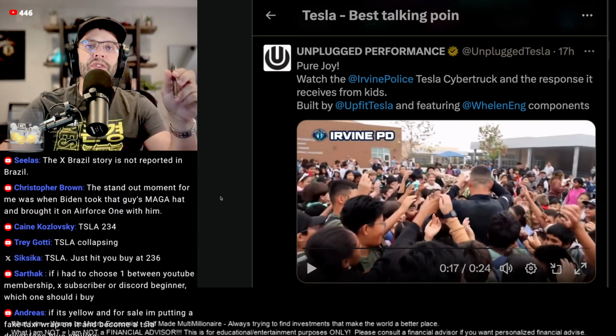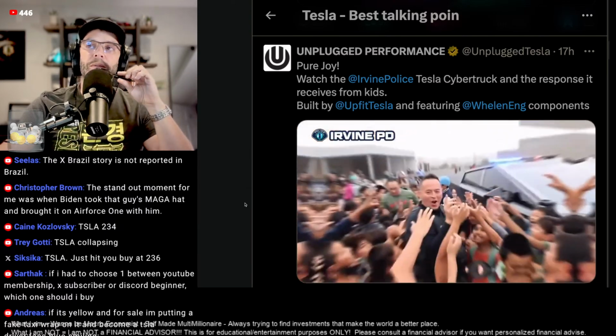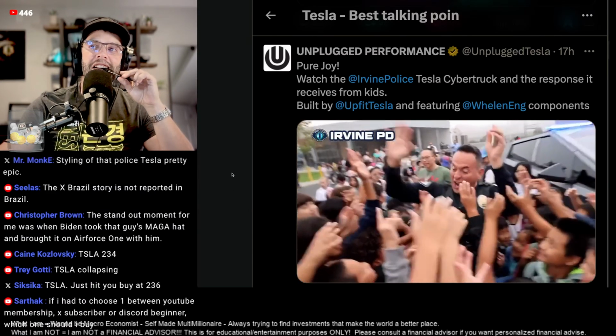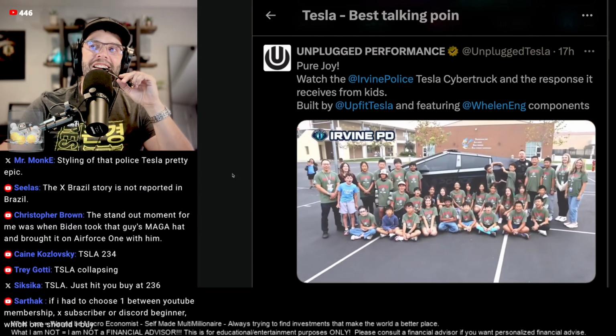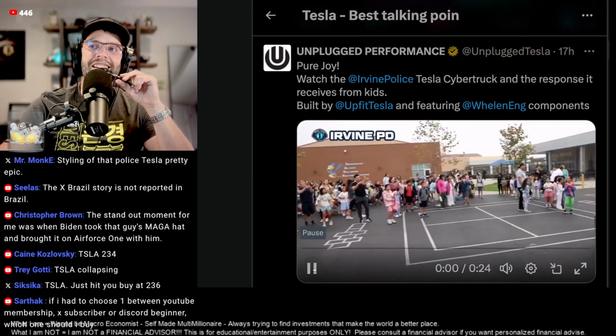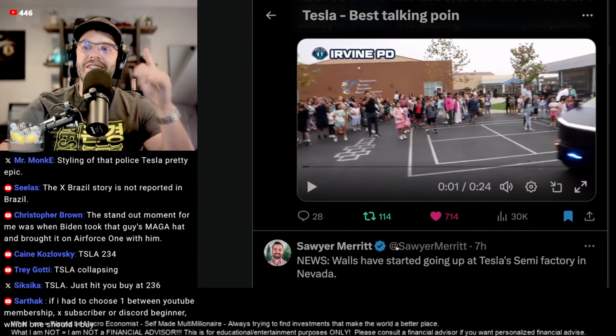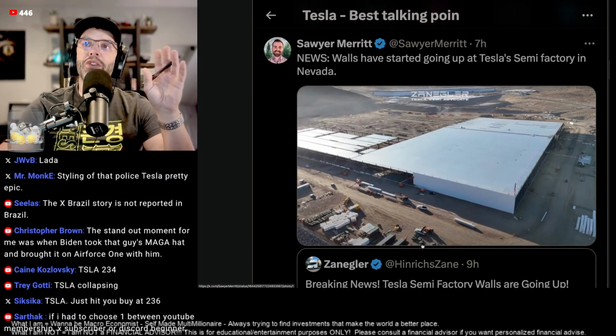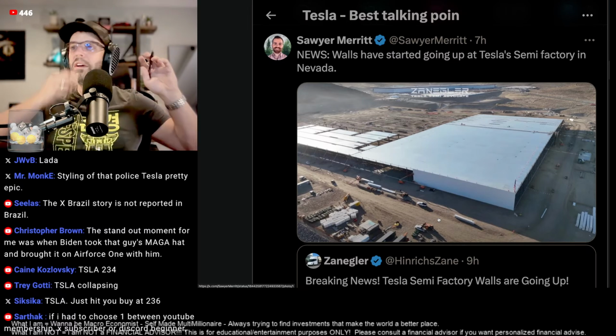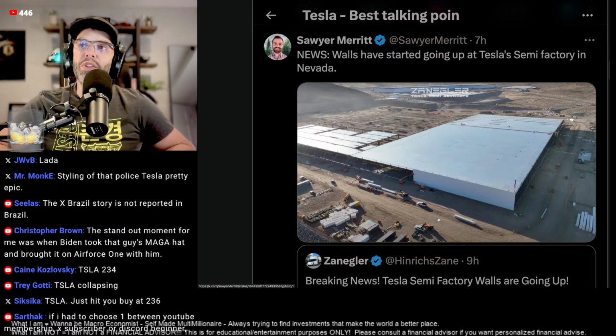The Brazil story on X is not reported in Brazil. That's fascinating, Silas. So again, this is the story on X, guys. Also, Sawyer Merritt posted this yesterday. They're starting to put the walls up on the new Tesla Semi factory to be able to expand production massively.